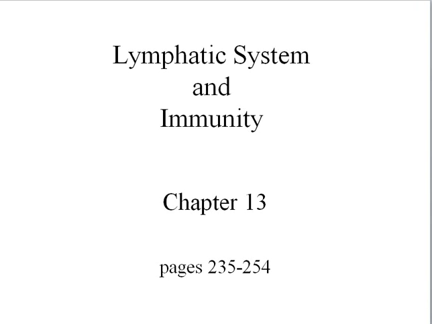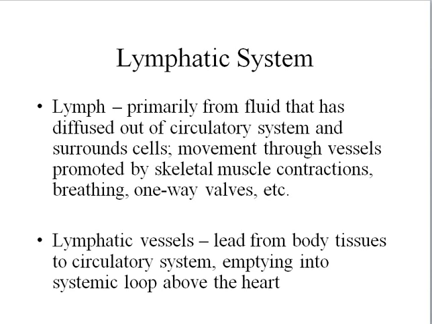Chapter 13 covers the lymphatic system and immunity. The lymphatic system includes lymphatic vessels, which carry lymph collected from various areas around the body and bring the lymph back to the heart. Lymph is primarily plasma that is leaked out of the circulatory system.